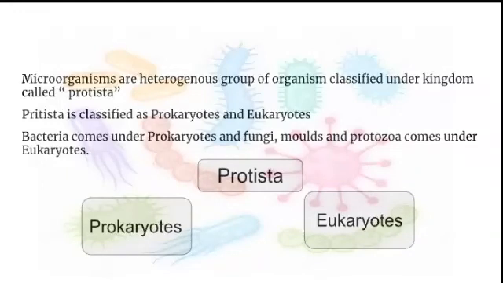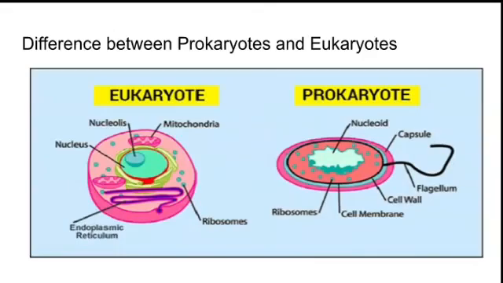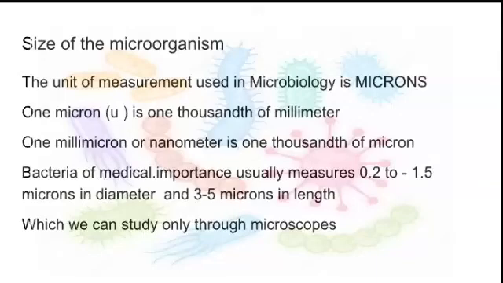So what is the difference between prokaryotes and eukaryotes? Prokaryotes have a different type of cell in which there is a nucleoid and a capsule. There are appendages like flagellum and fimbriae, and there is a cell membrane and a cell wall. Whereas eukaryotes have a nucleus and nucleolus, mitochondria and endoplasmic reticulum, they don't have the outer cell wall, and they don't have appendages like flagellum or fimbriae. So bacteria come under prokaryotes.